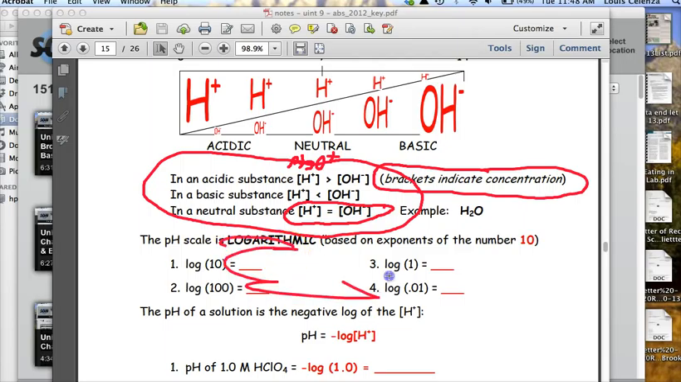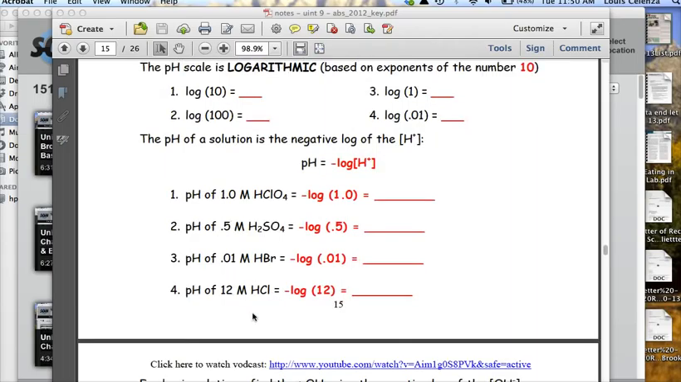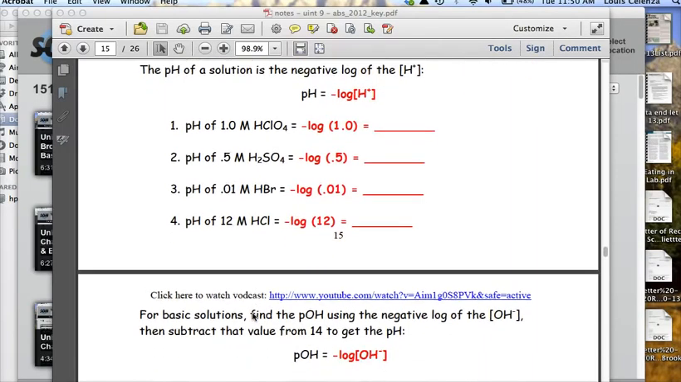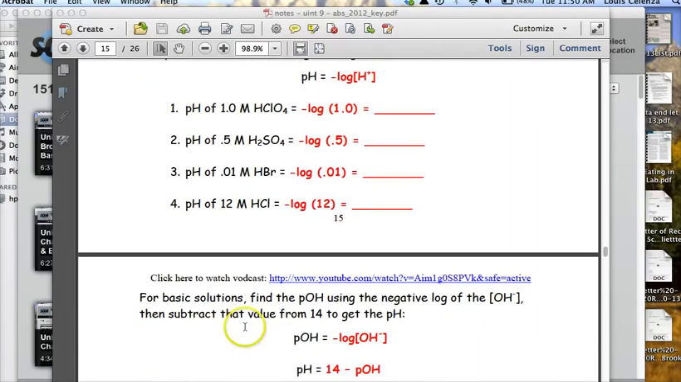I'm not going to go through this stuff here. I am going to touch on the stuff at the bottom. So you are going to need a calculator that you can do log on. It's relatively simple. One of the things you have to be able to do is, if you're given the pH or if you're given the molarity of a solution, to figure out what the pH is.